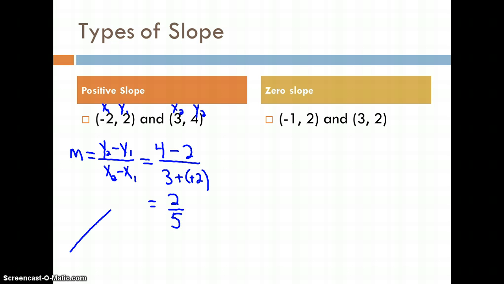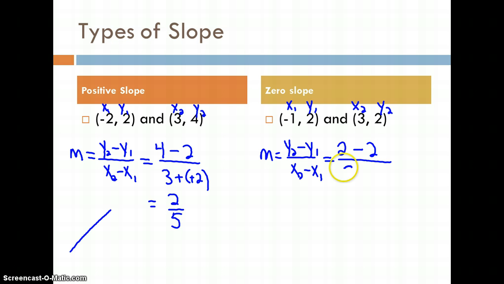Zero slopes. Again, let's do M equals y2 minus y1 over x2 minus x1. Label our points, x1, y1, x2, y2, and calculate. We have 2 as y2, we have 2 as y1, so we have 2 minus 2. X2 is 3, x1 is negative 1. 2 minus 2 is 0. Minus the negative becomes plus the positive over 4. 0 over 4 is 0.